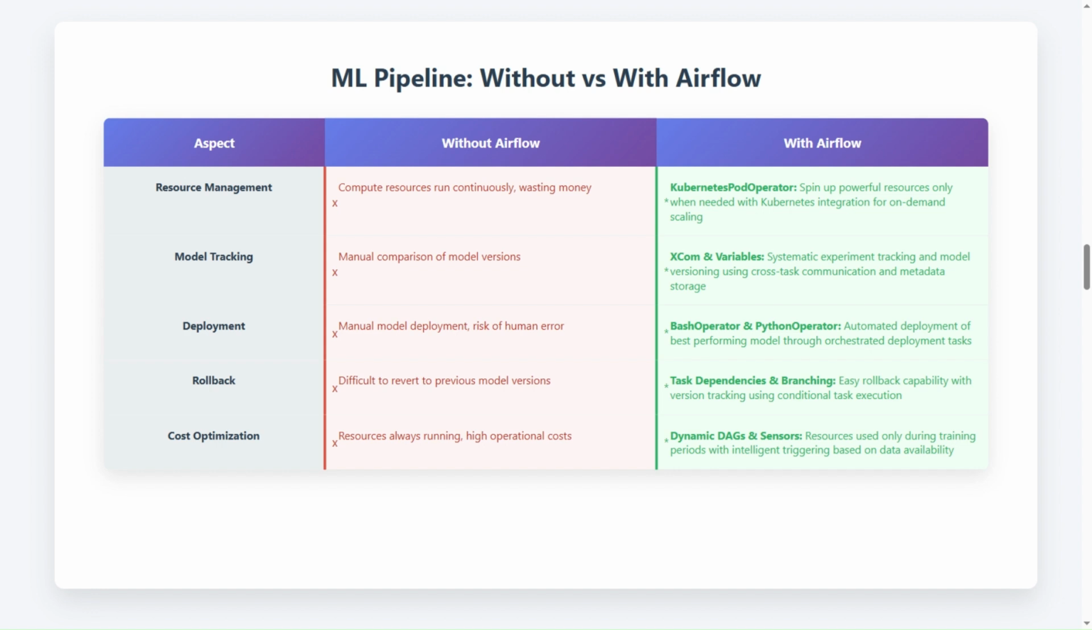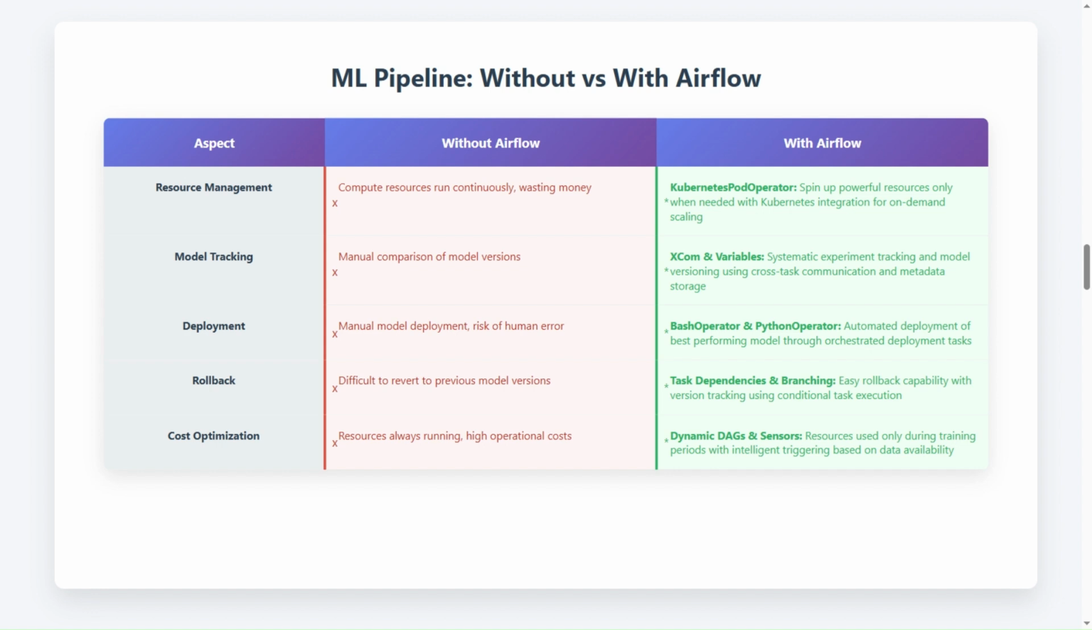Model tracking. Without Airflow, you have manual comparison of model versions. With Airflow, you get systematic experiment tracking and model versioning. This is enabled by Airflow's XCom feature for passing data between tasks and integration with MLflow through custom operators for experiment tracking. Deployment. Without Airflow, there's manual model deployment with risk of human error. With Airflow, you have automated deployment of the best performing model. This is handled by Airflow's BranchPythonOperator that can conditionally choose which model to deploy based on performance metrics.